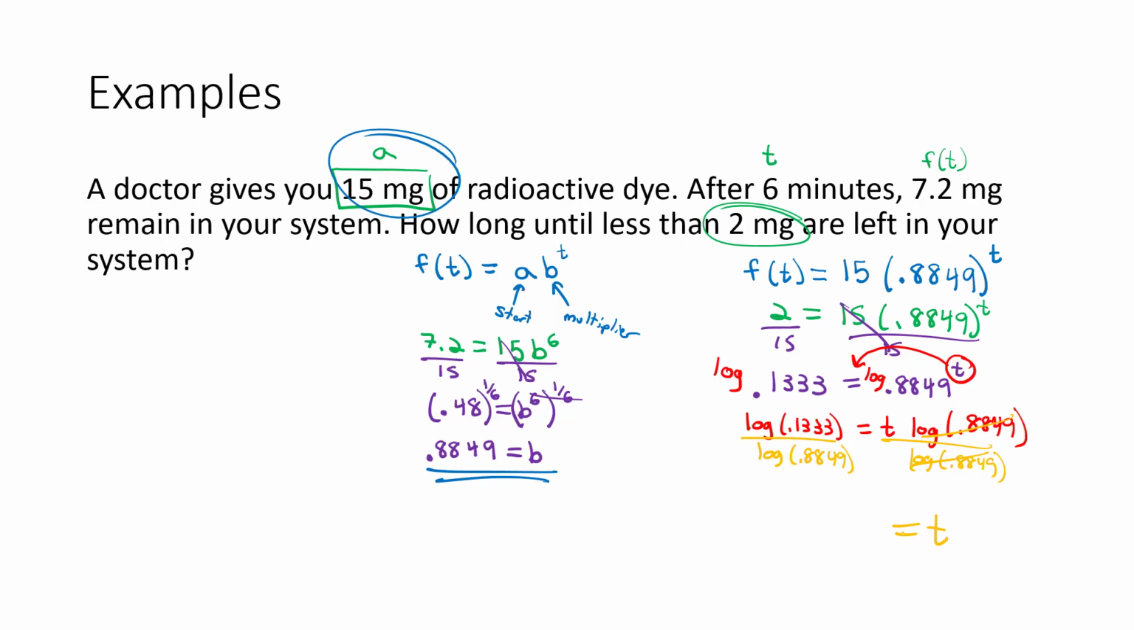We just have to type it into our calculator to learn how long until there's 2 milligrams left in your system. The log of 0.1333. Making sure you're careful of parentheses and where they're needed on your calculator, because every calculator is a little different. Divided by the log of 0.8849. And we have 16.48. We'll say 16.48 minutes.